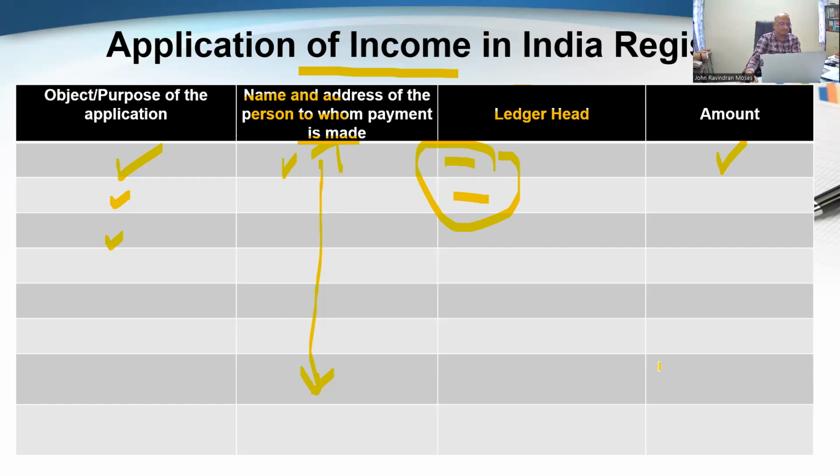Then you need to keep this application of income register separately. My suggestion is that please give complete information in your ledger when you are inputting in your Tally or your software. When you give these details, you need not repeat this register. You can open this register, and in the name and address column you can simply say refer ledger head, and here you will get the ledger head and amount. So keep this ledger extract as part of this register, and that will be sufficient compliance.